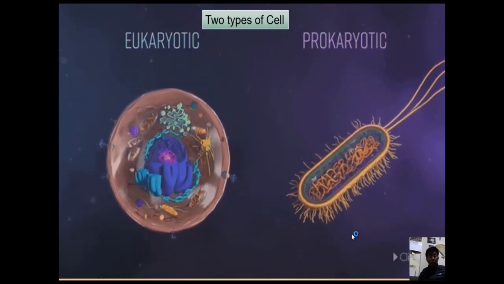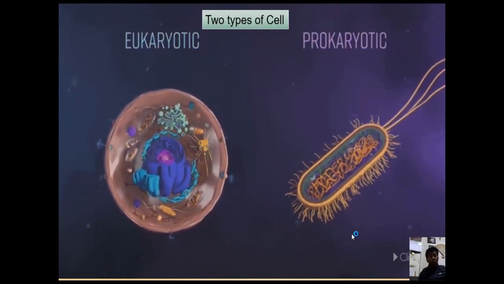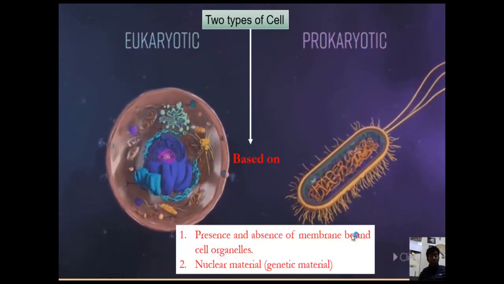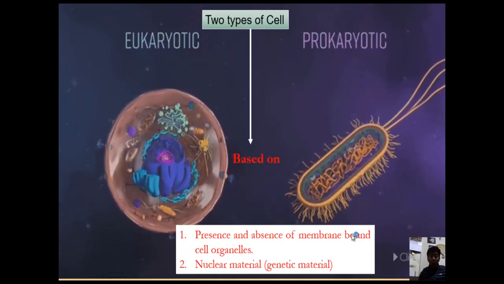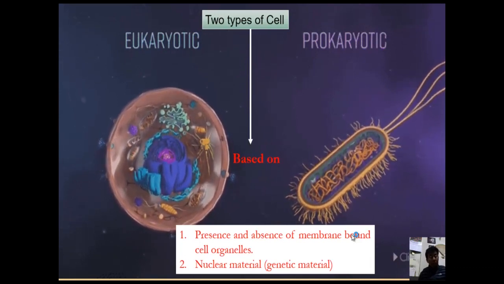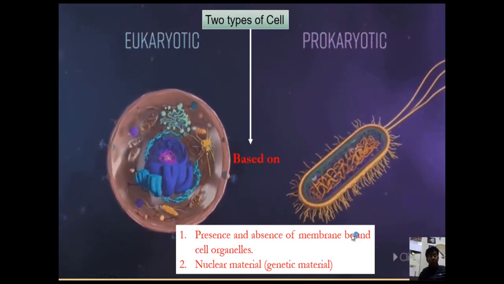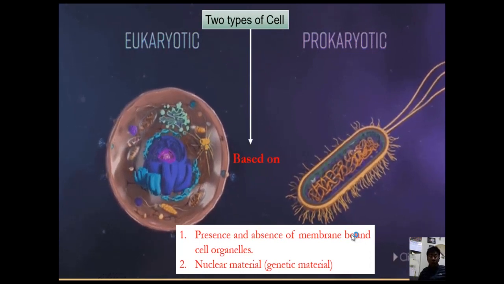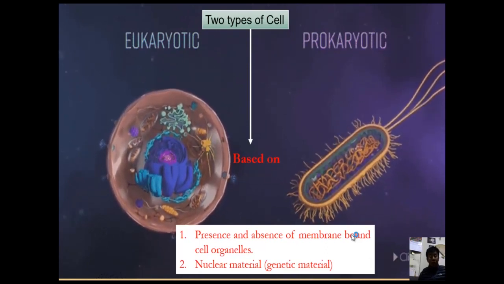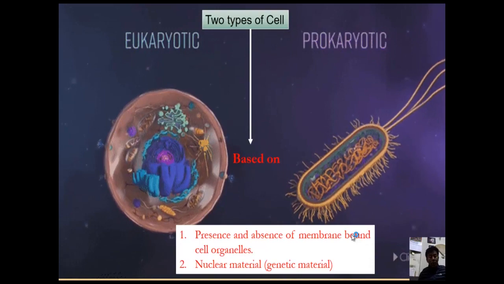However, let's talk about why cells are distinguished into eukaryotic or prokaryotic. They are categorized based on the presence of membrane-bound cell organelles and the presence of a nuclear membrane. For now, just remember eukaryotic cells have membrane-bound cell organelles and also a clear nucleus. Whereas prokaryotic cells have no membrane-bound cell organelles, and we cannot see a clear nucleus. The detailed study of prokaryotic cell will be done in the next session.